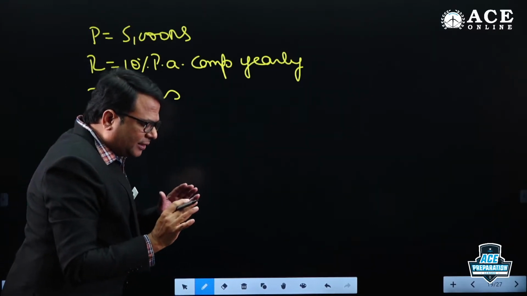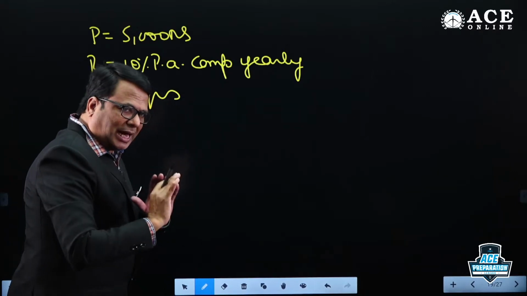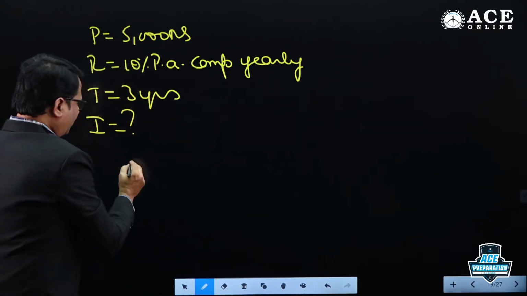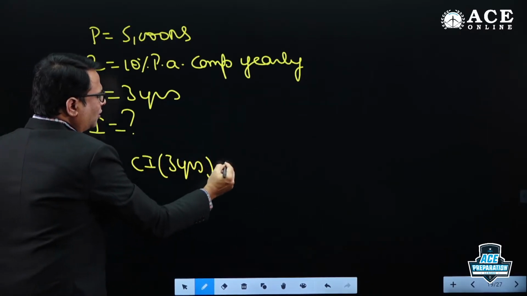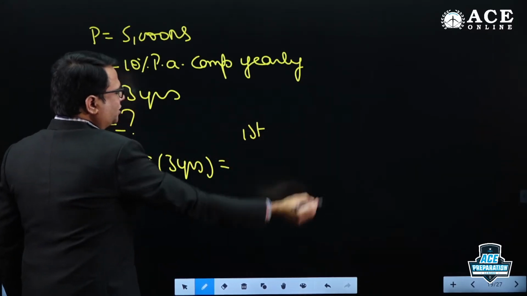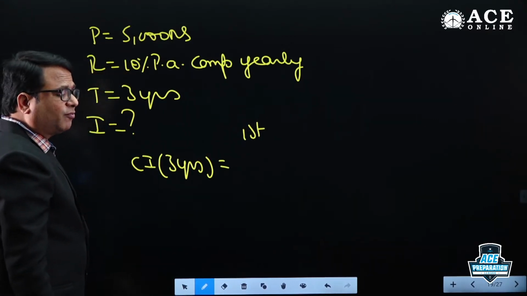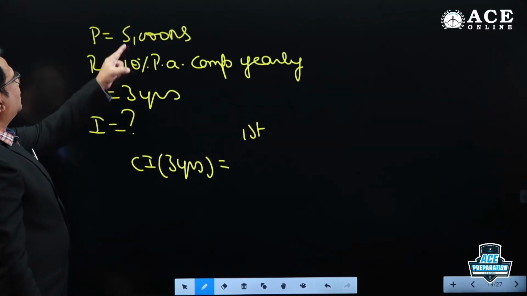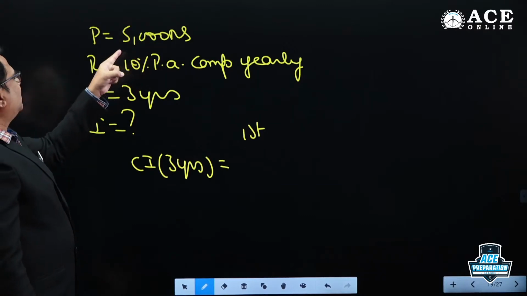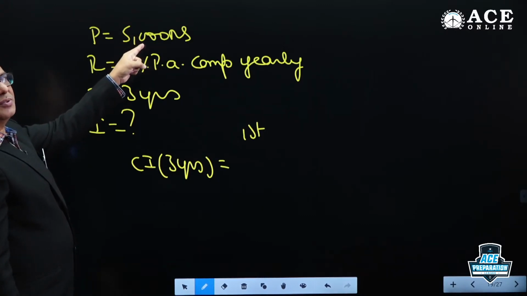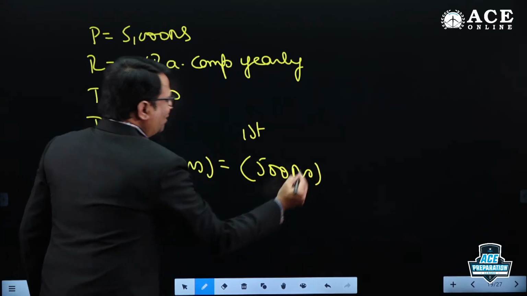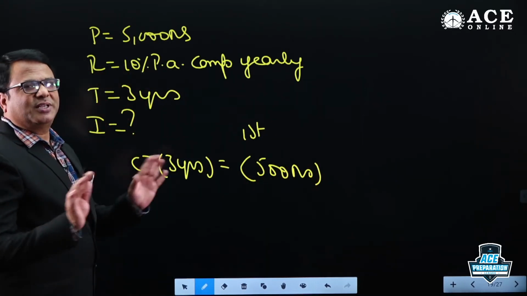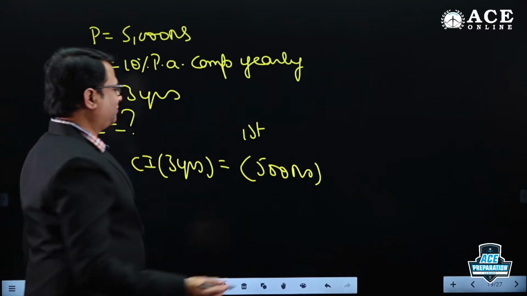We will calculate interest for each year. So I do it: compound interest for 3 years. First I calculate for the first year. What is the interest for the first year? 10% of 5,000, which is 500 rupees. So the interest for the first year is finished, 500 rupees.